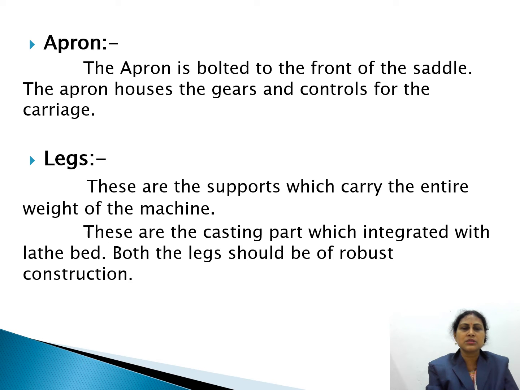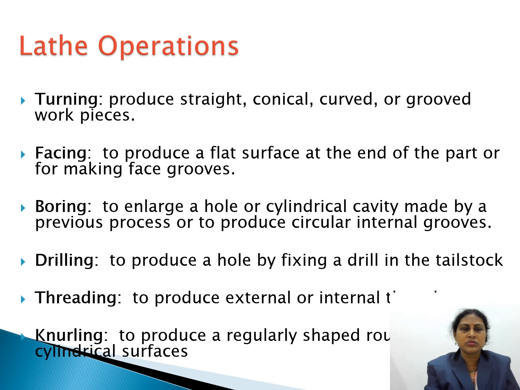Apron. The apron is bolted to the front of the saddle. So the apron houses the gears and controls the carriage. Legs. These are the supports which carry the entire weight of the machine. These are made of casting parts which are integrated with the lathe. Both legs are of robust construction.